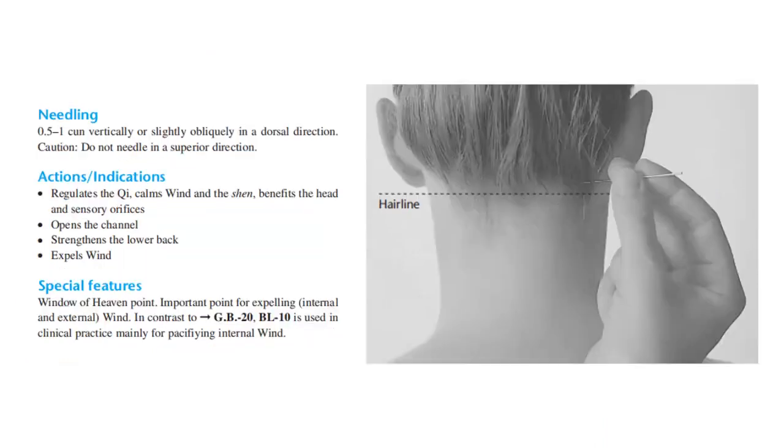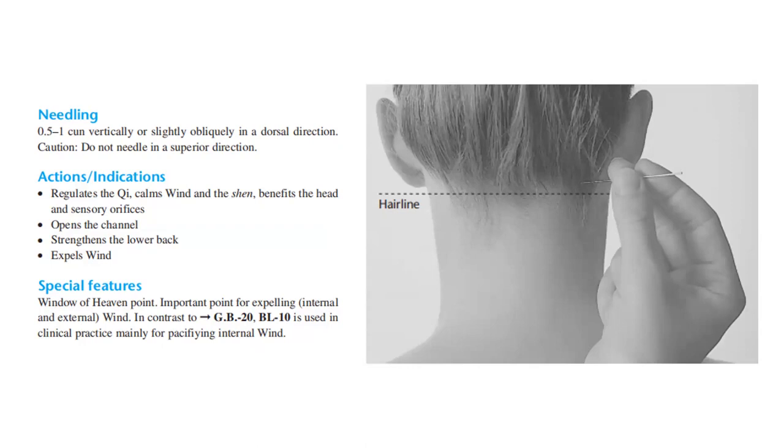Needling: 0.5 to 1 cun vertically or slightly oblique in a dorsal direction. Caution: do not needle in a superior direction. Action and indication: regulates the qi, calms wind and the shen, benefits the head and sensory orifices, opens the channel, strengthens the lower back, expels wind. Special features: window of heaven point, important point for expelling internal and external wind.